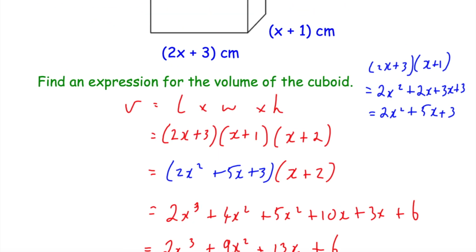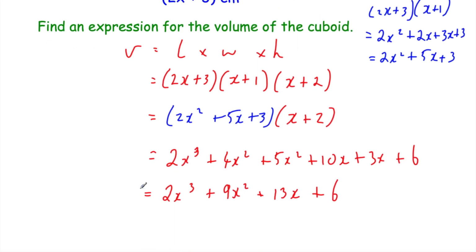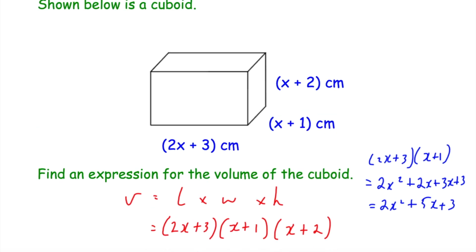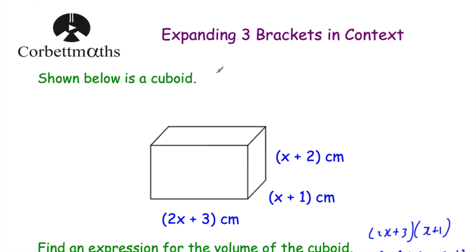So that means that our expression for the volume of that cuboid would be 2x cubed plus 9x squared plus 13x plus 6. We can put the units on the end, centimeters cubed in terms of the volume. And that's it. So that's the volume of that cuboid. So in this video, we've looked at expanding three brackets, and sometimes you may encounter some contexts or situations where you need to expand those three brackets. Quite often it'll be involving finding the volume of a cuboid or the volume of a cube or something like that. So I really hope you found this video useful.